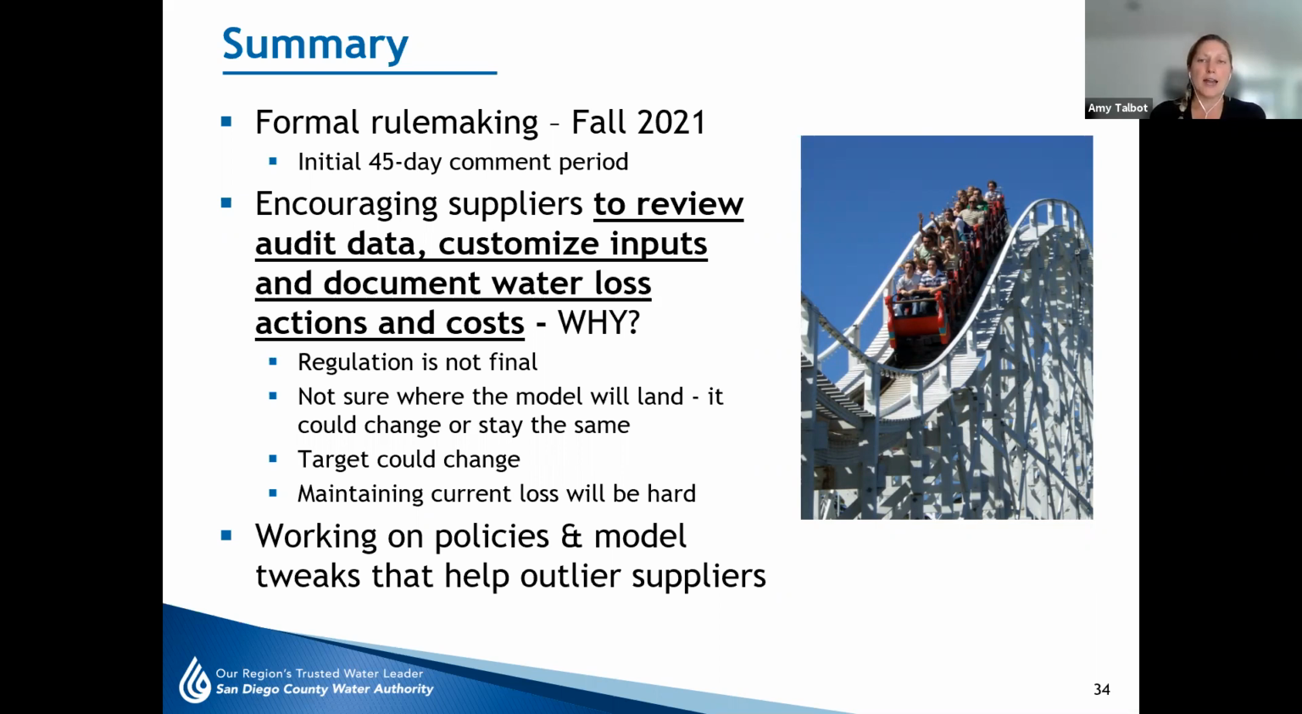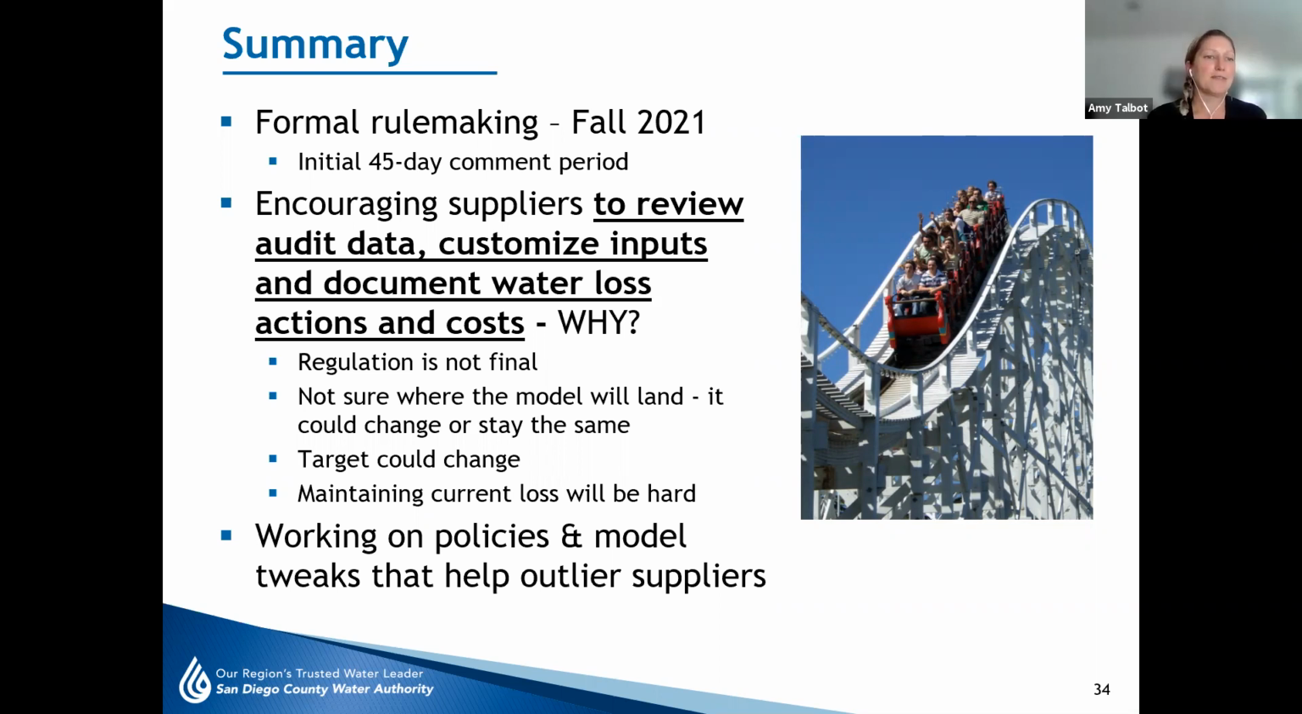So I definitely encourage everyone to stay engaged in this process. And I've been told many times by a lot of agencies that maintaining their current level of loss is still going to be hard. So I don't feel like we're out of the woods with this one yet. And then just know in the background, we're working on policies and the model tweaks that we talked about in the presentation with State Water Board staff and board members to try to help the outlier suppliers with the targets, to make sure that collectively as a group, we get somewhere we can live with.